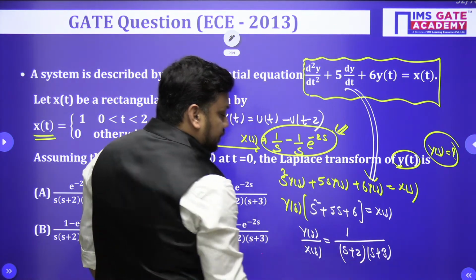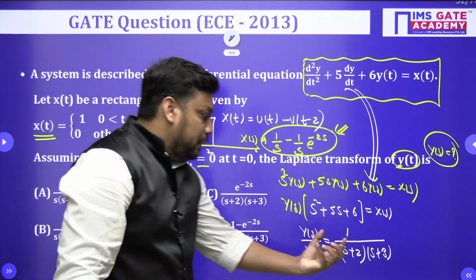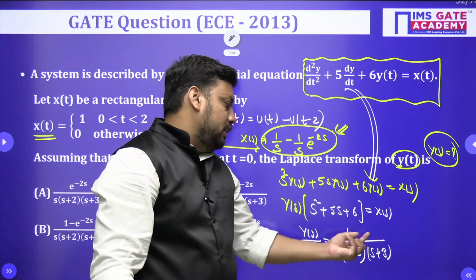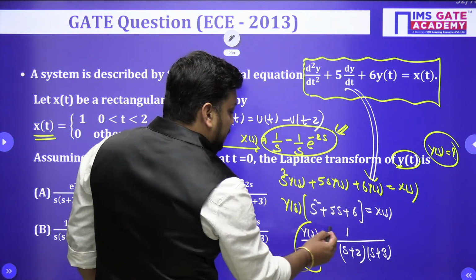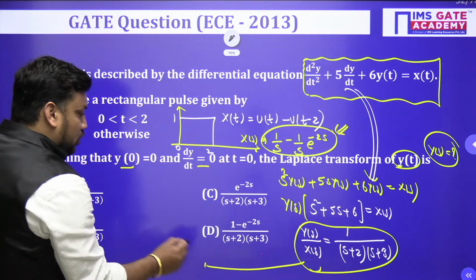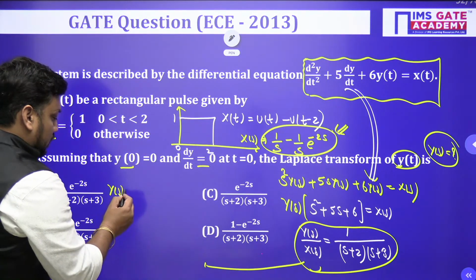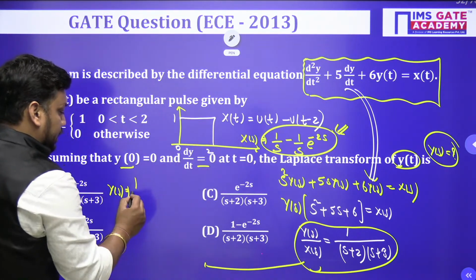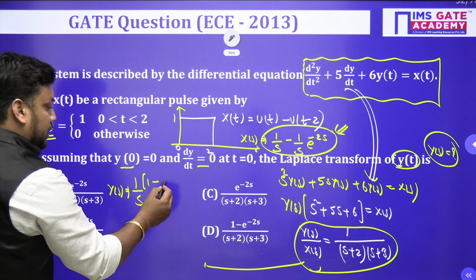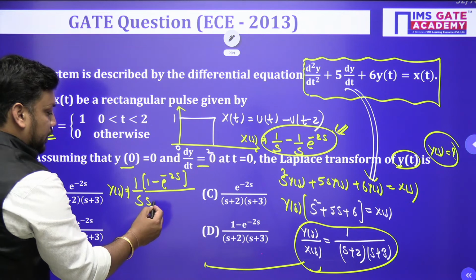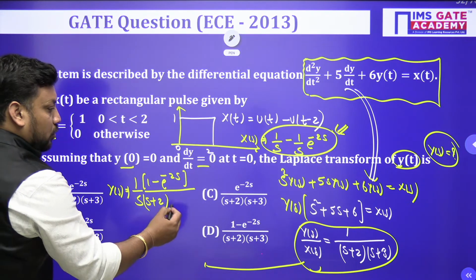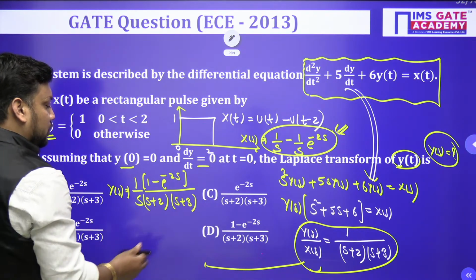I hope it is clear. Because when you open the bracket now, it will become s square plus 3s plus 2s plus 6. And now finally you just need to cross multiply the X(s). So when you cross multiply, the X(s) value is here, you can take common 1 by s. So the numerator will carry 1 minus e to the power minus 2s, and the denominator will be (s plus 2) into (s plus 3). बोलो क्या बोलते हैं?